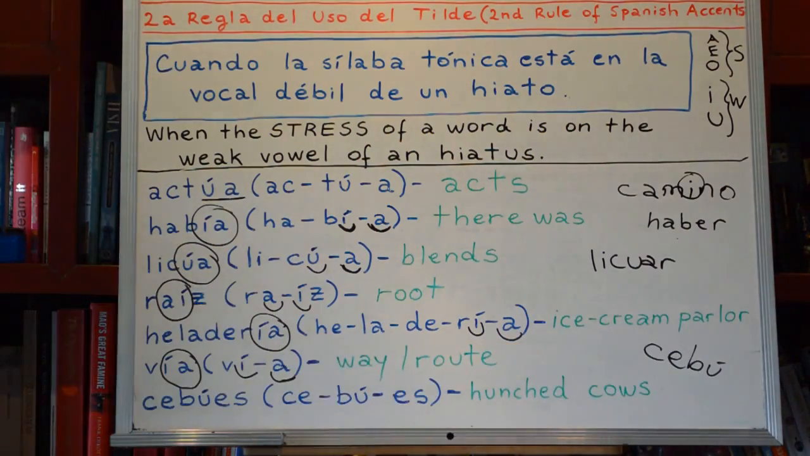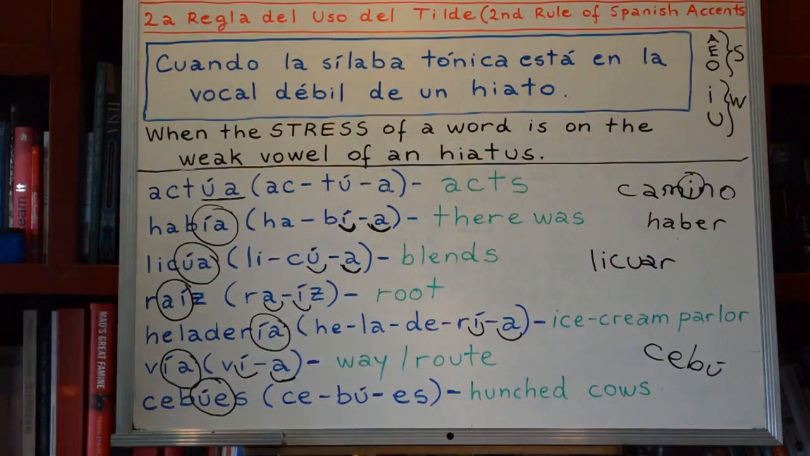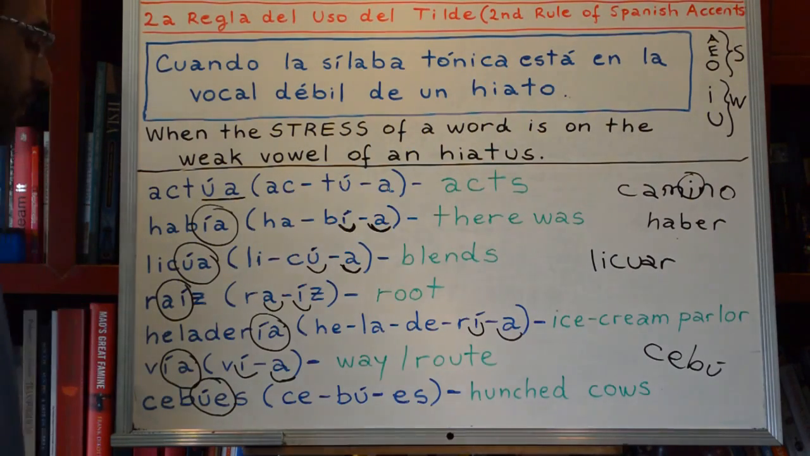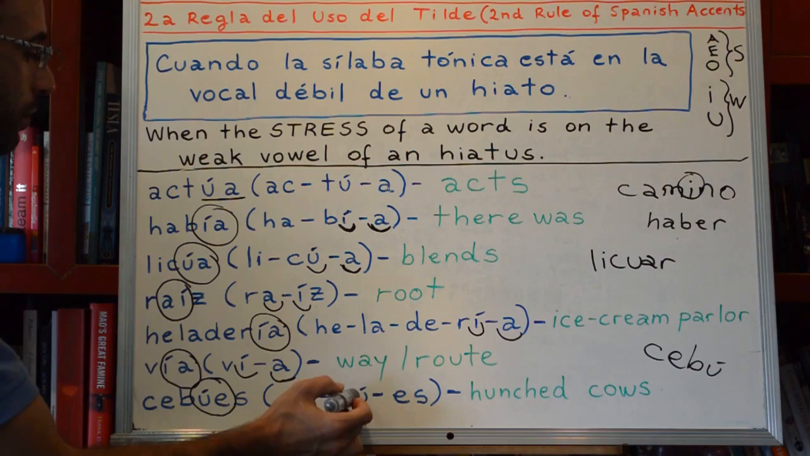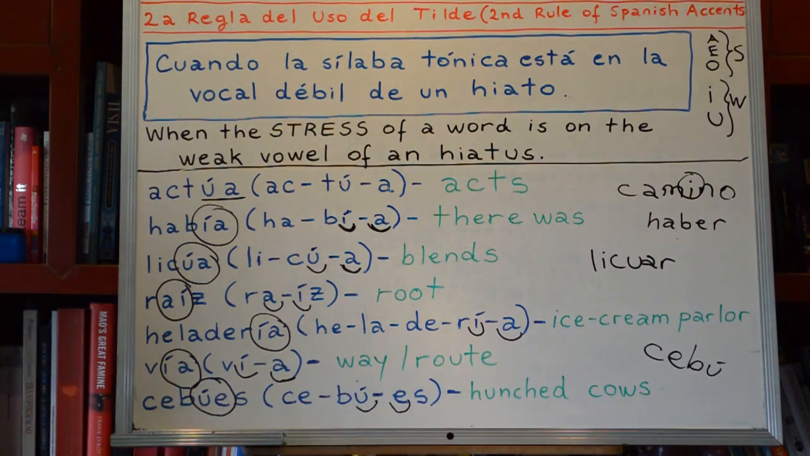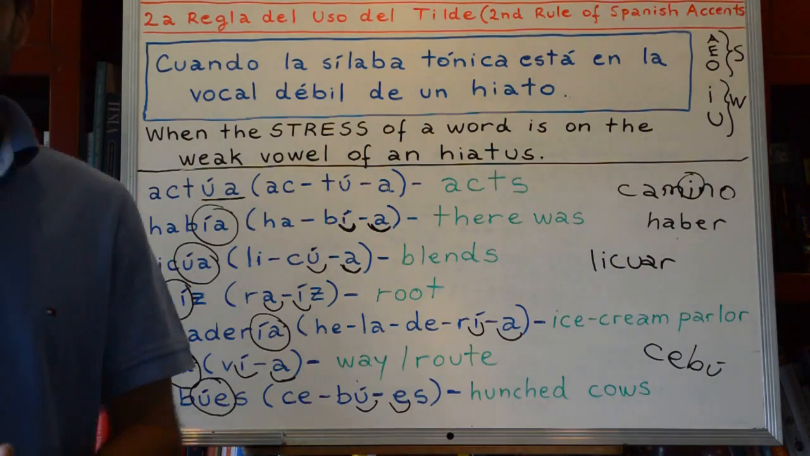Cebú. And the plural for cebú is sebúes. And you can see we have an hiatus here. And where is the stress of the word? In the U. Sebúes. Therefore, since letter U is a weak vowel, it carries a tilde here, the little line, U. Sebúes.